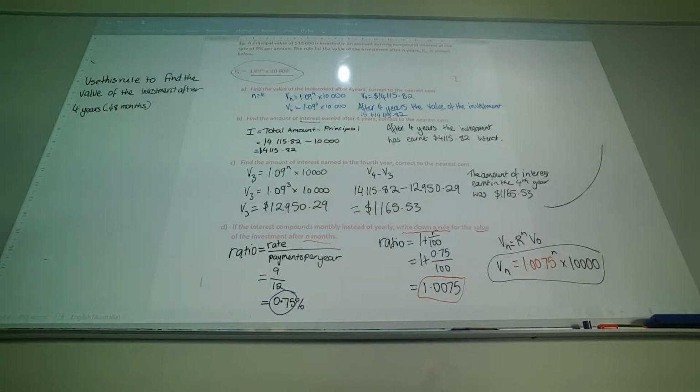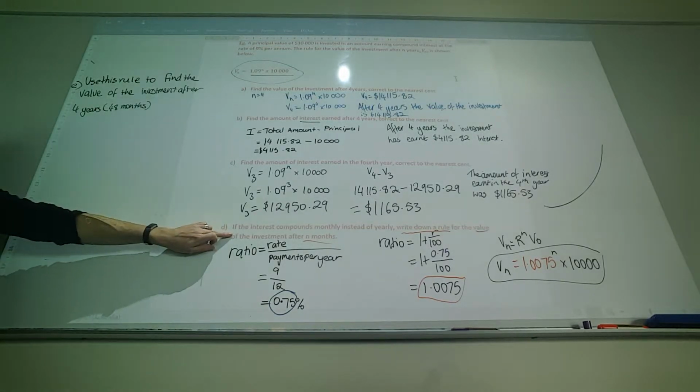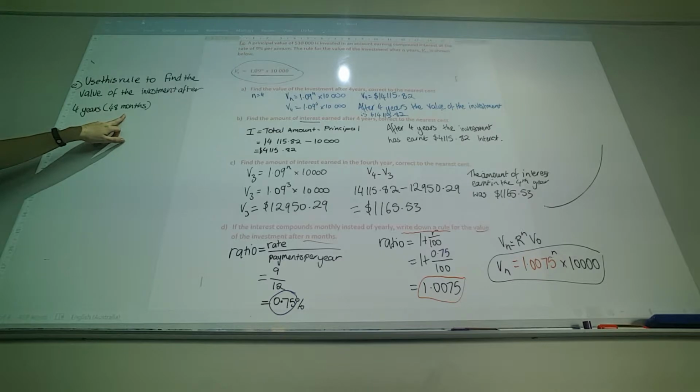All right, so the question says, this is question E, that's on the bottom of your sheet. Use this rule to find the value of the investment after 4 years. Now, because we are doing this monthly, that's 48 months, and we get 48 by going 4 times 12. So if it doesn't give you the months, that's how you find it. Does it usually give you months? Sometimes it will, sometimes it won't.